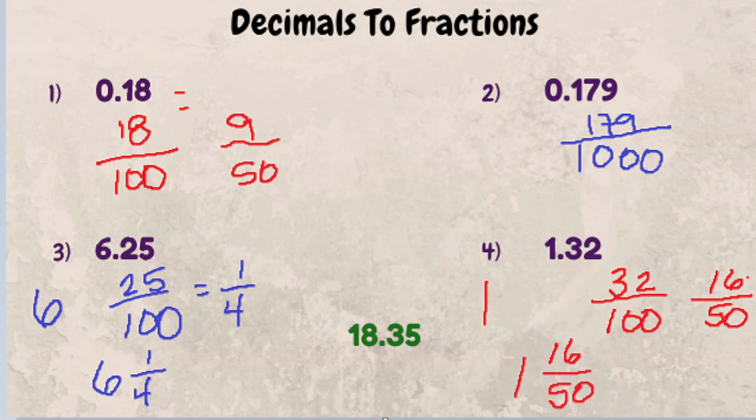So that wasn't too hard, was it? Here's one example for you. 18 and 35 hundredths. Convert that to fractional form. Leave your answer in the comments.